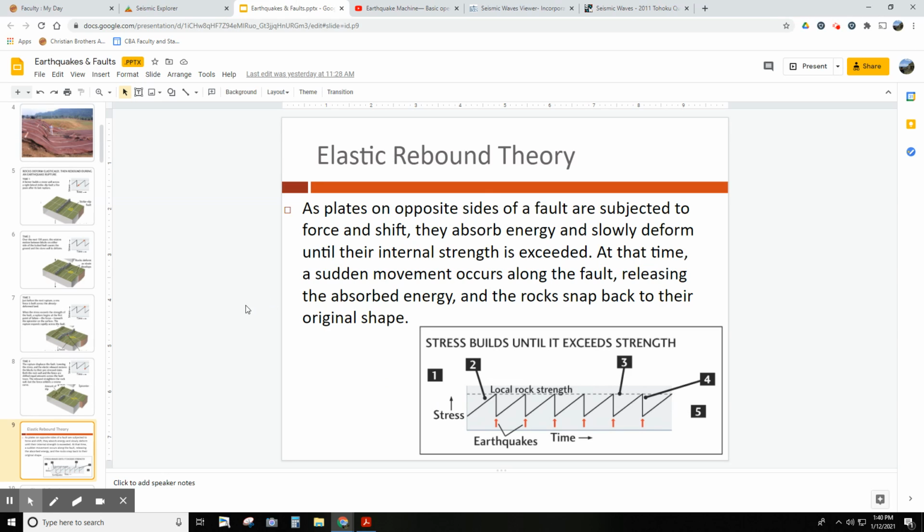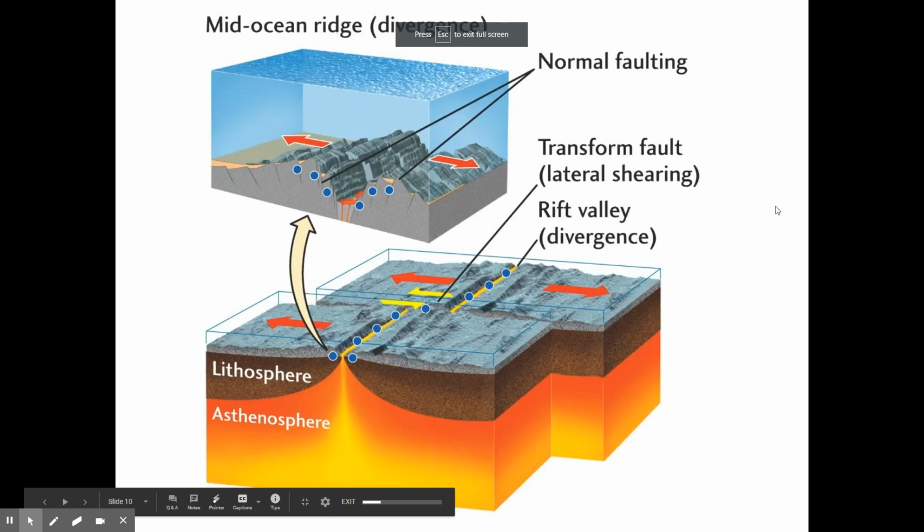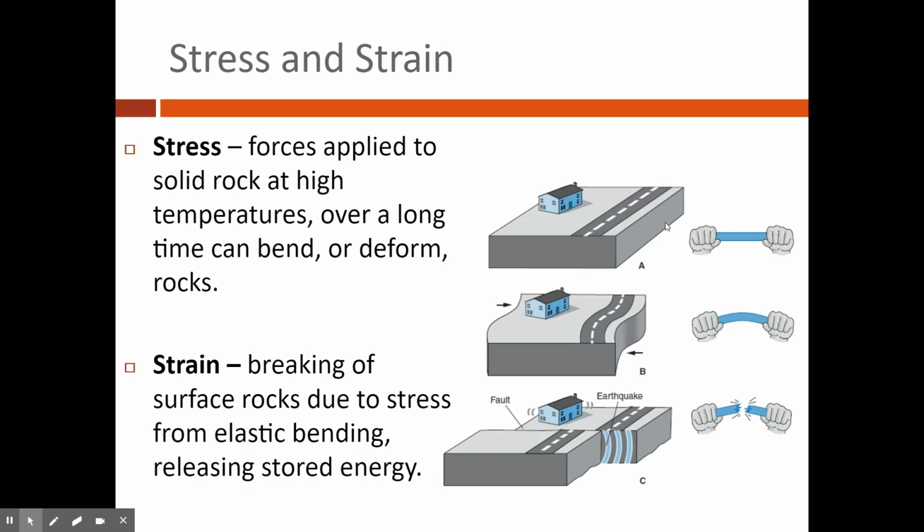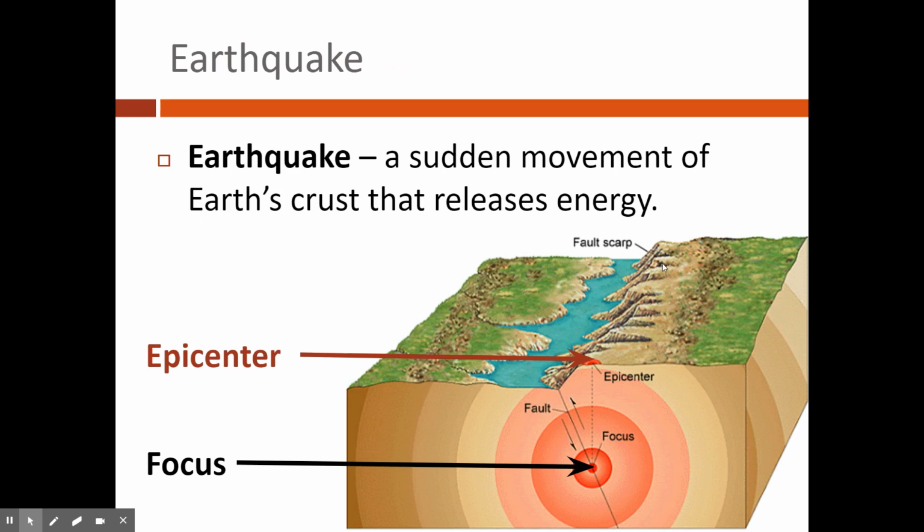Okay, so earthquakes are caused by that sudden release of energy. And that's what it says right here. Stress and strain. Stress is the building up of pressure over time. They can bend and deform, and then finally the strain is the release of that, and that results in a sudden movement of the Earth's crust that releases all of that energy.